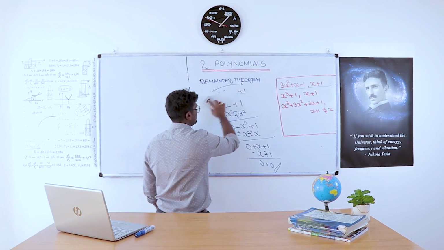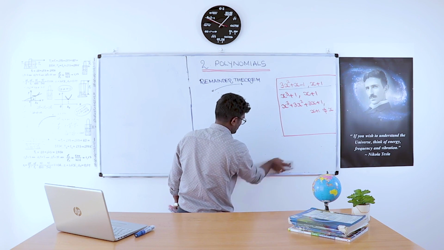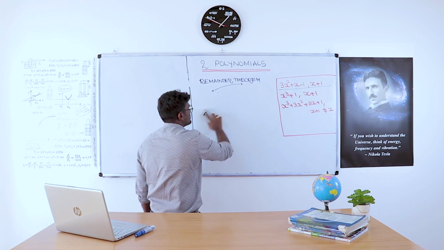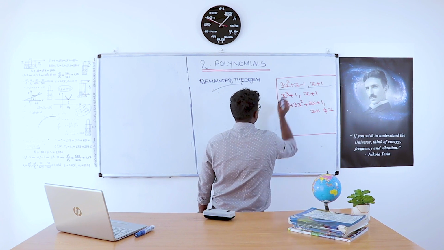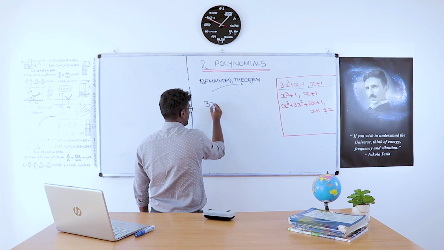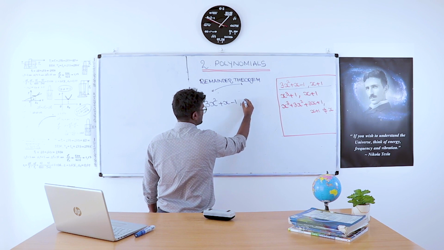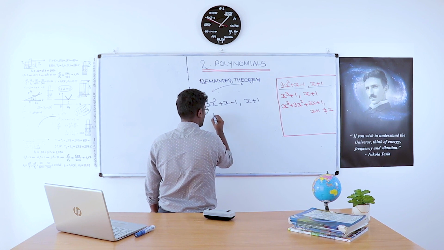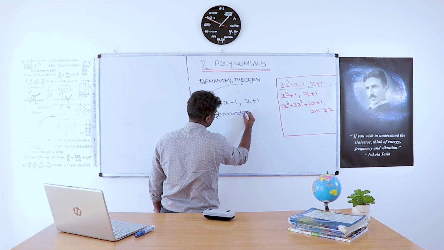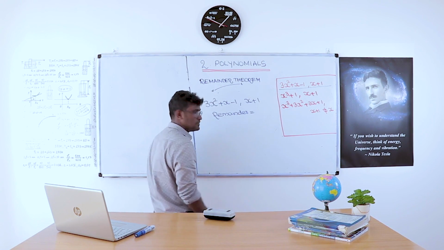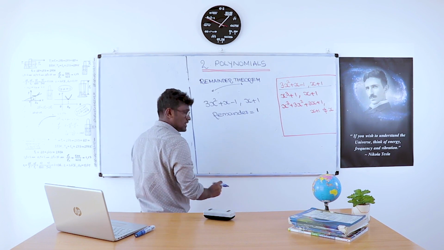So the third one. Here is the polynomial, 3x square plus x minus 1, which is divisible by x plus 1, and the remainder is 1. We already found out the remainder is 1. So there will be a shortcut.